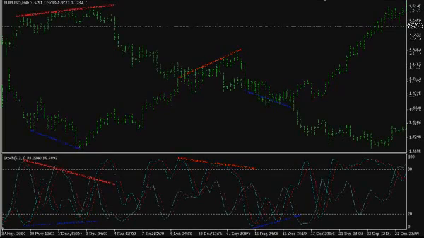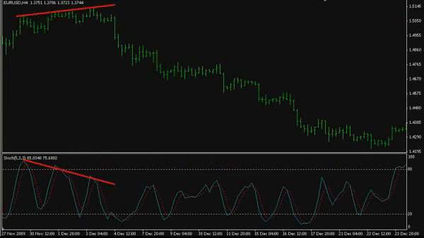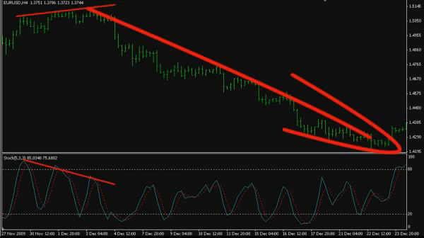And here is one more remarkable example. This time there is a threefold divergence. Three sequentially rising peaks on the price diagram are not confirmed by the oscillator. As a result, we can see an accurate downward movement according to the stochastic signal.